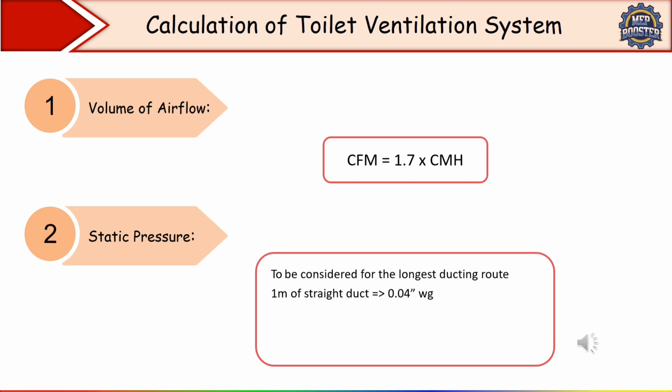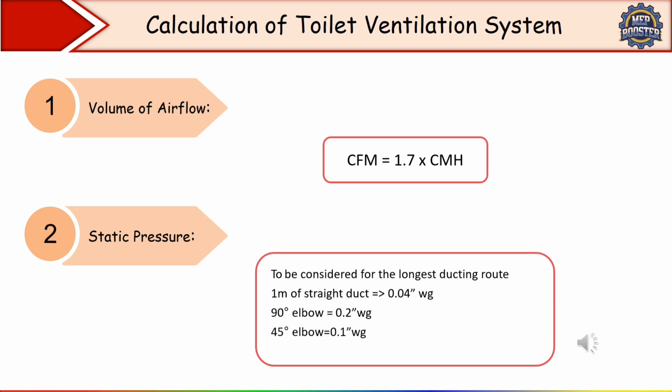Now the second is the static pressure method. In that static pressure we have to calculate, to be considered for the longest ducting routing. Suppose your duct route is long, so you have to follow this static pressure. How to calculate? For 1 meter of straight duct we have to take 0.04 inch of water gauge, or less than that. For 1 meter of straight duct, static pressure is 0.04 inch of water gauge.